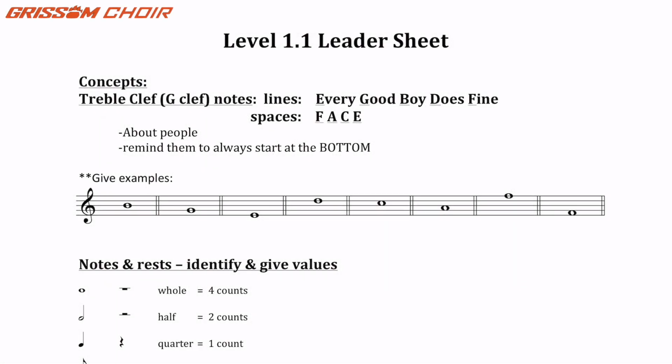Hello, Grissom Choir. This is Level 1.1 Music Theory Review. In this first review, we are identifying the lines and spaces of the treble clef.